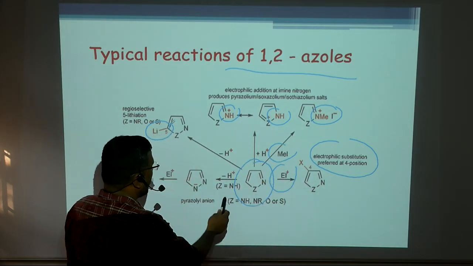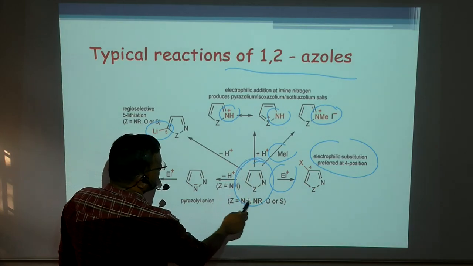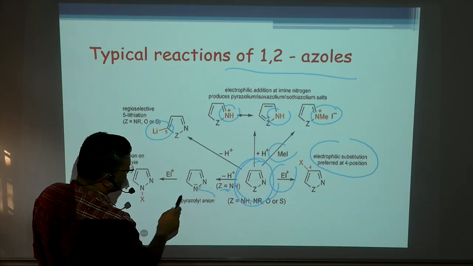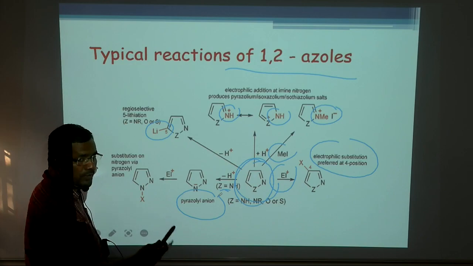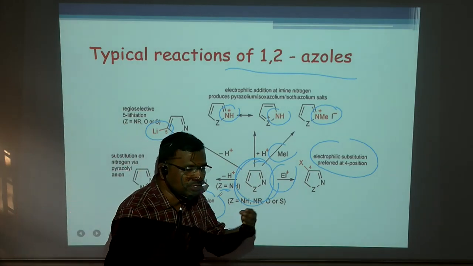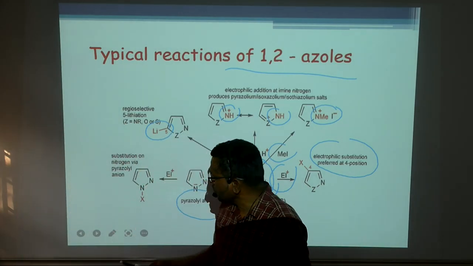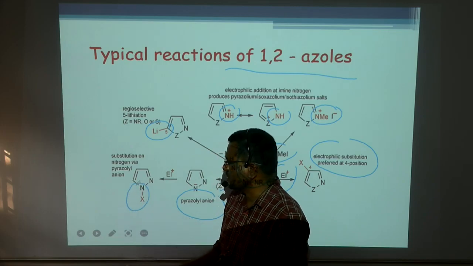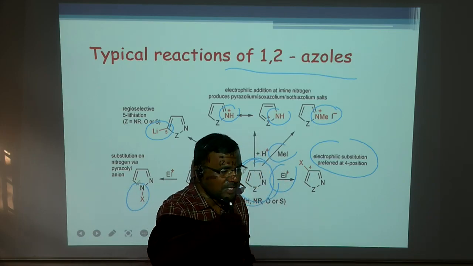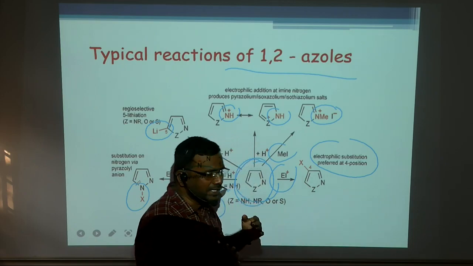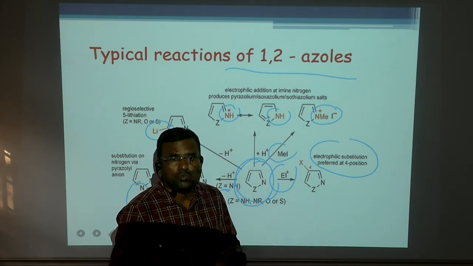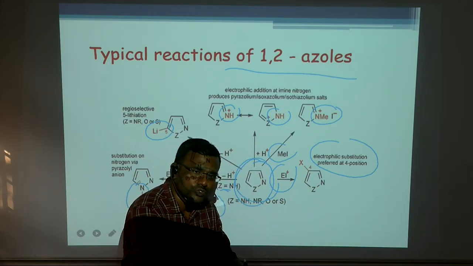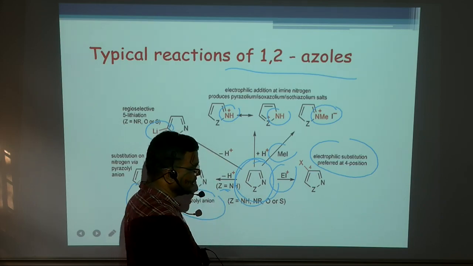In case of 1,2-azole, lithiation takes place at position number 5. And if this 1,2-azole is treated with base, there is a formation of pyrazolyl anion. And when we treat this pyrazolyl anion with an electrophile, then the electrophilic reaction takes place at this nitrogen. So my previous slide and this slide indicate the summary of typical reactions of 1,3-azole and 1,2-azole.